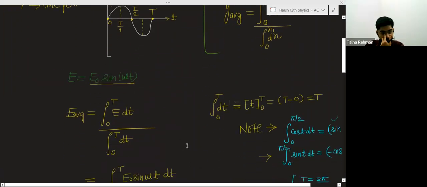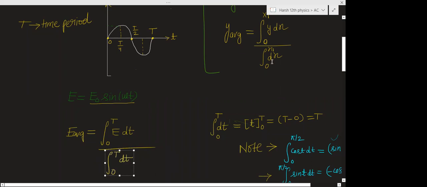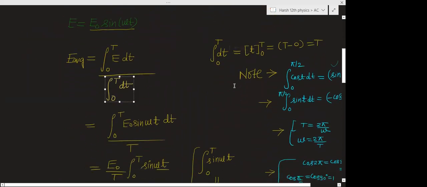Now we want to find the average value of this EMF. We want the average value for time 0 to T. So we will apply the limit of the integration 0 to T, and we will integrate this E with respect to t. In the denominator we will have this 0 to T and dt. See from this formula.